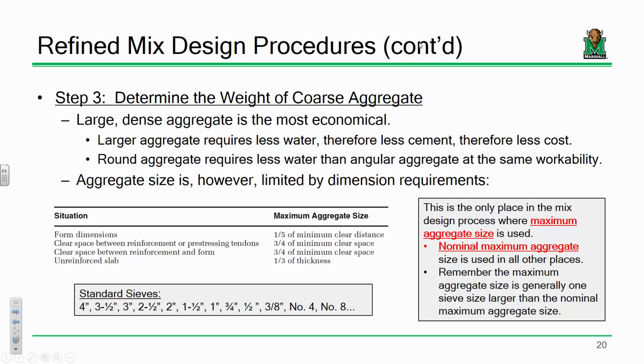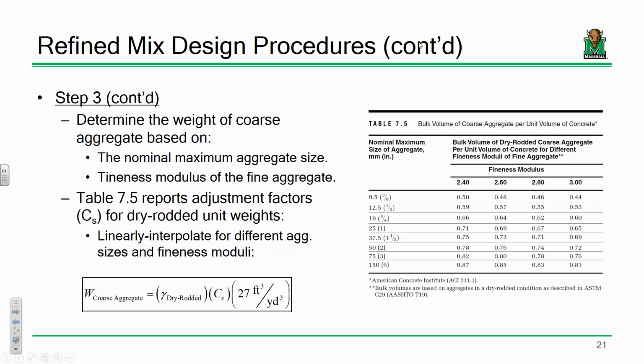Sound good? Okay. So the way that we determine the weight of coarse aggregate is as follows. We'll take our unit weight of coarse aggregate, which is just dry-rodded unit weight, just weight per unit volume. That's pretty easy to determine, right? First thing that we do is we take that unit weight and we multiply it by 27.